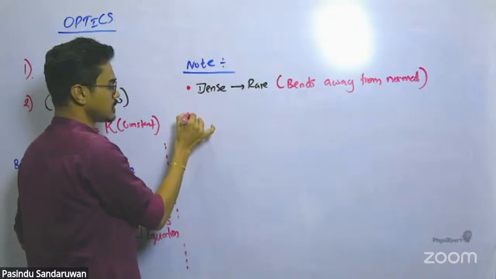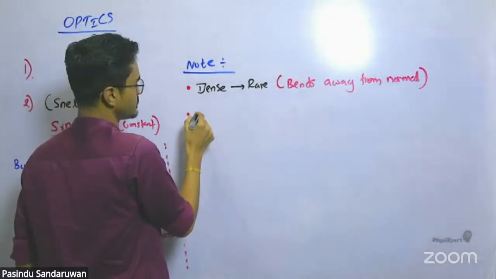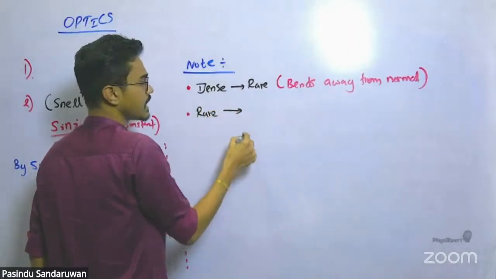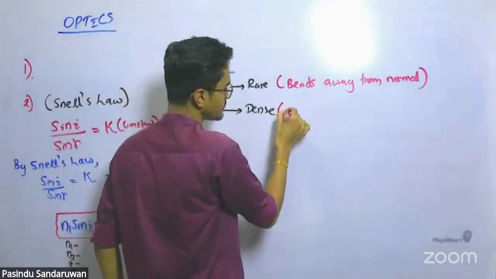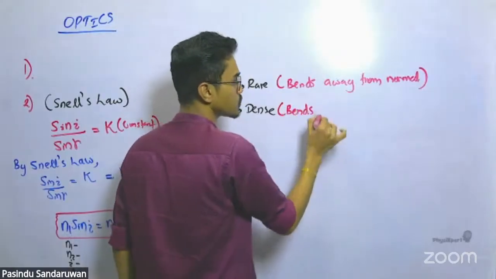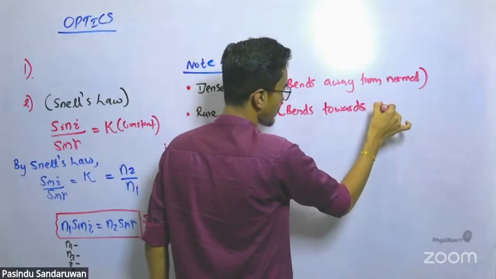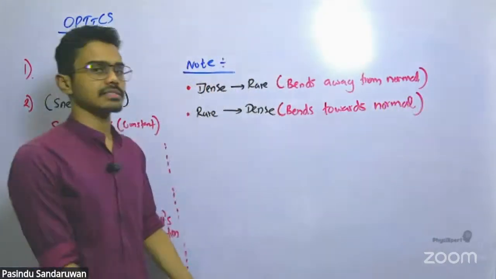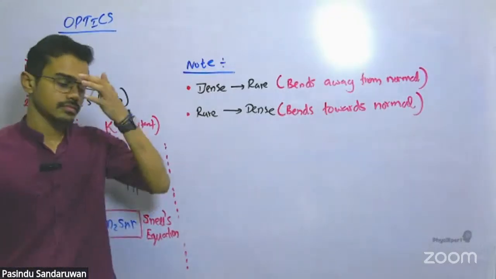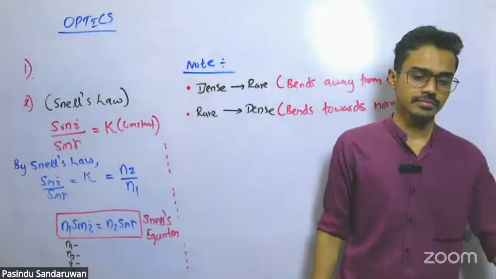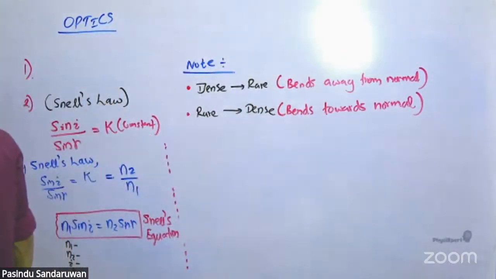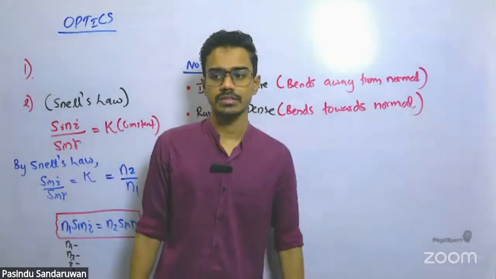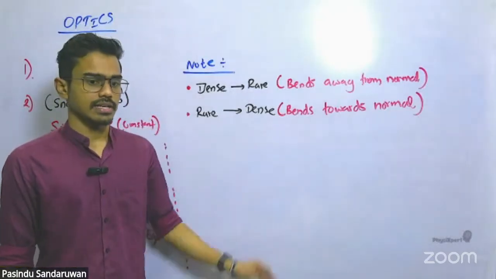Second point. When a wave travels from a rare medium to dense medium, it bends towards normal. Okay, that's it for the note.